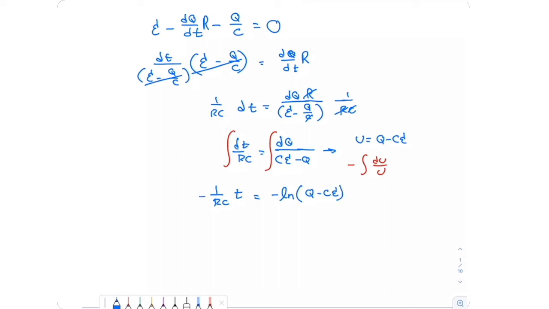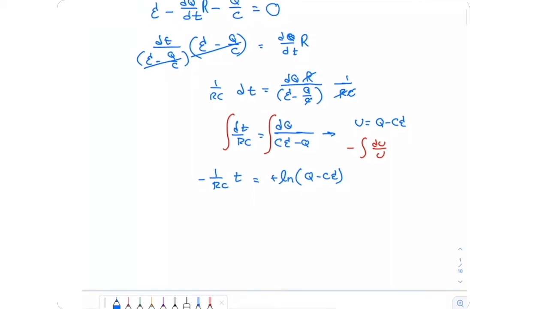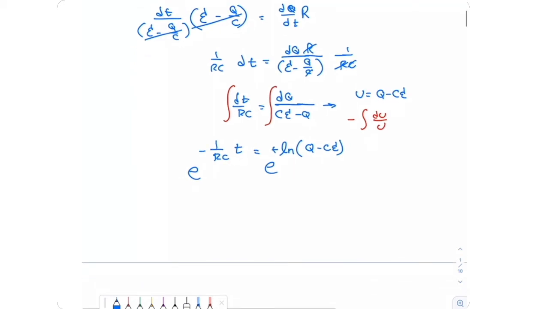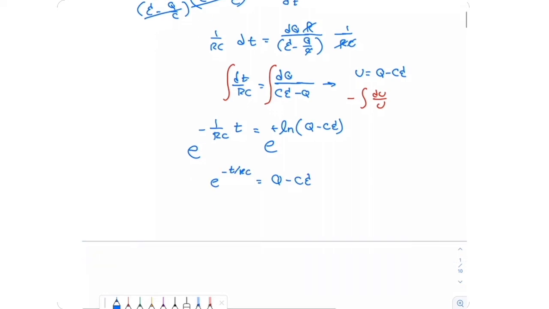And so let me bring the minus sign to the other side. And remember, I'm trying to solve for q. So the way that I can do that is take e and raise it to the left side and set that equal to e raised to the right side. The reason I do that is e to the natural log of some quantity is just that quantity. Okay, and so I can finally solve for q.